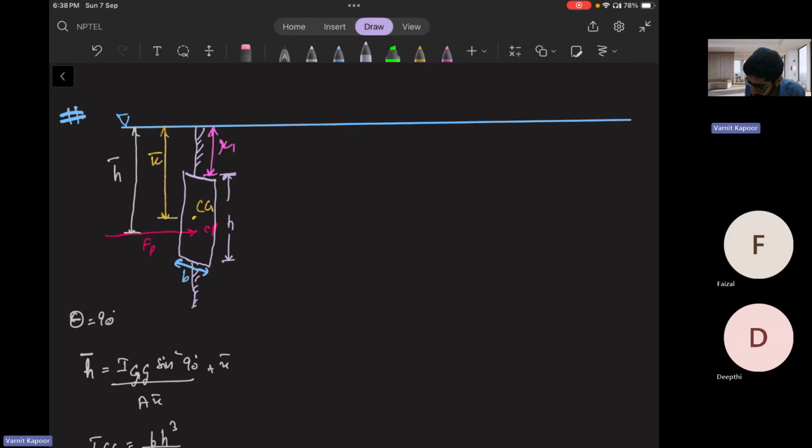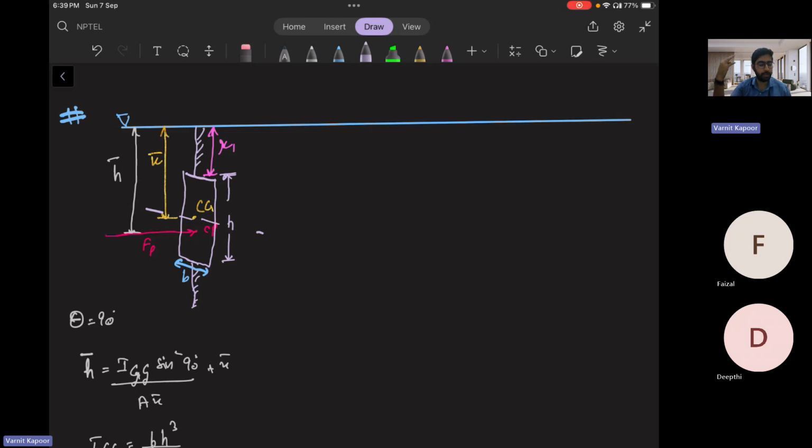Always remember one thing: whichever length the center of gravity axis cuts from the height, the cube will be of that much. If the center of gravity is cutting h length, the cube will be of h. If it cuts b length, then it will be b cube. But here the center of gravity is cutting the h length, so BH cube by 12.